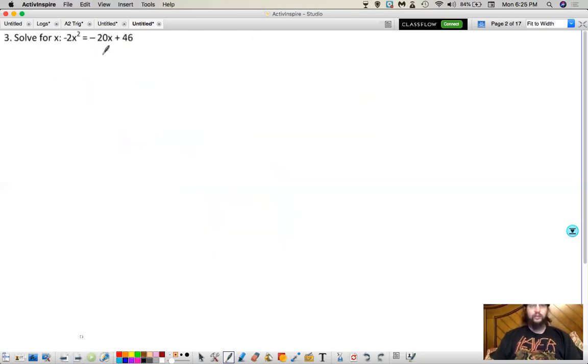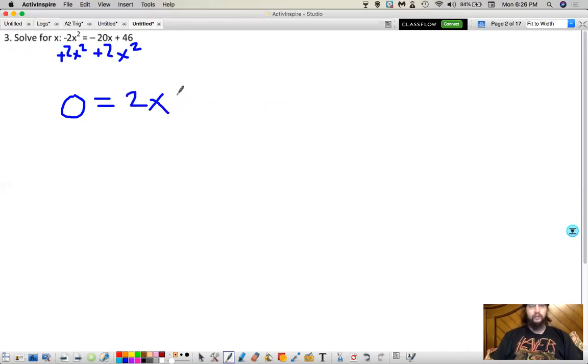Next up, we have a quadratic. Okay, so this one is not quite in standard form. Let's get it there first. I'm going to go ahead and add 2x squared to both sides. You could get the other stuff to the left side if you wanted. Doesn't matter to me, as long as you have a 0 somewhere.